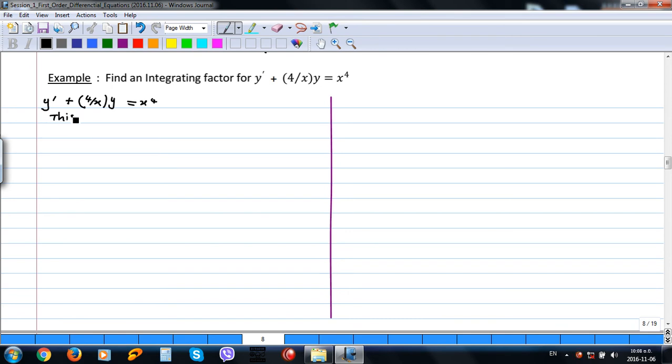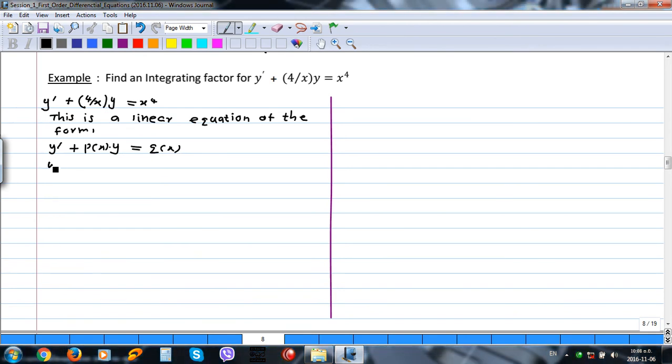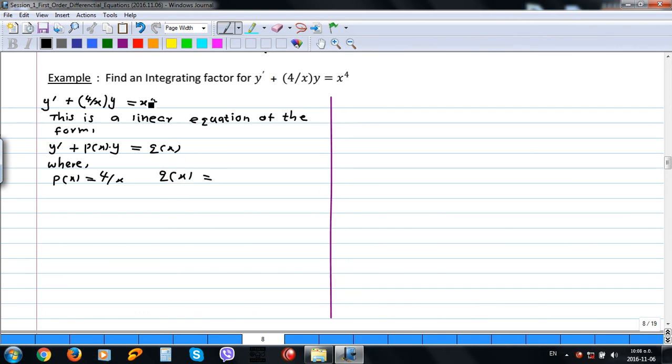So you can write this is a linear equation of the form, what is the form of a linear equation? y dash plus p of x times y equals q of x. Then we can write the values: p of x equals 4 over x, and q of x equals x to the power 4, right?